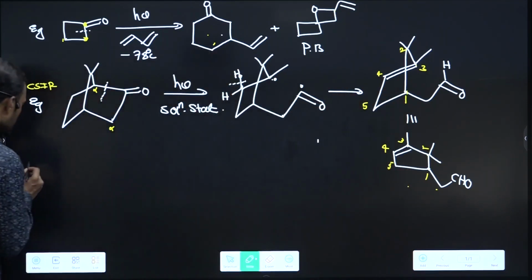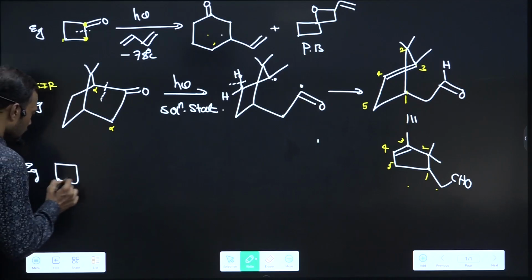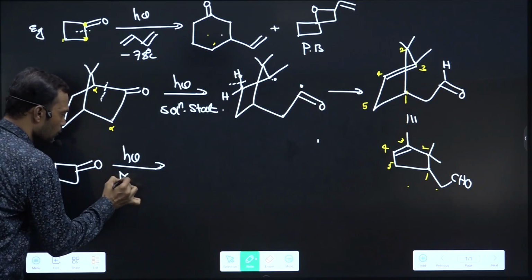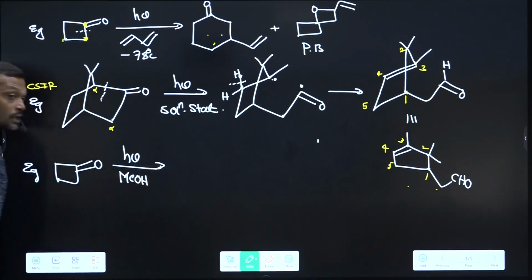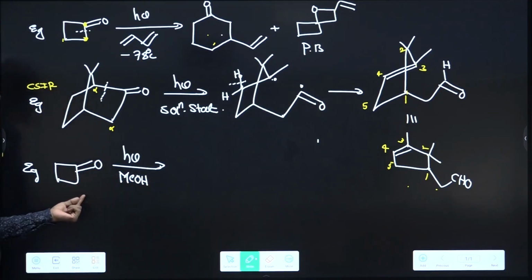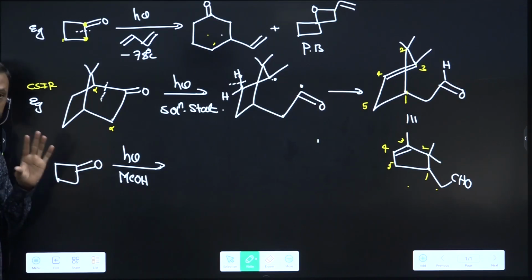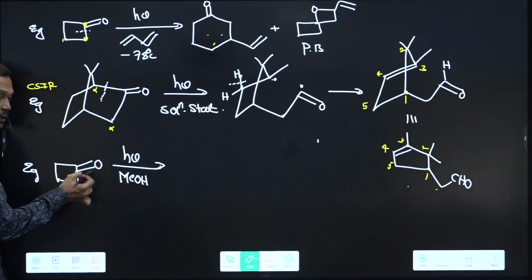Now see this. Here I am writing C double bond O. Photochemically, see, they won't give the physical state. The physical state of this molecule they won't give. They will give the solvent. If they do not mention the physical state and they give a solvent, the reaction proceeds with a carbene intermediate.